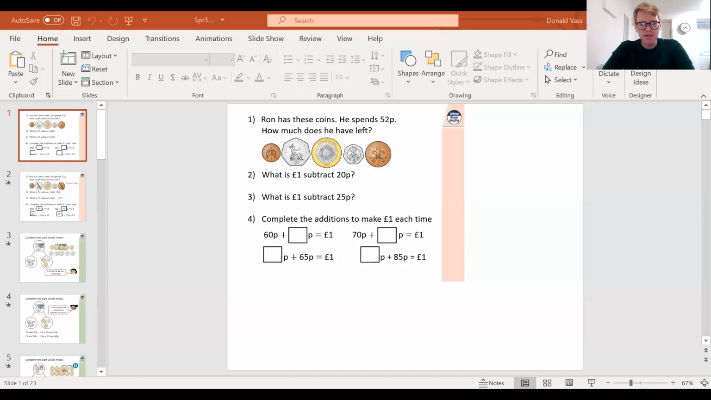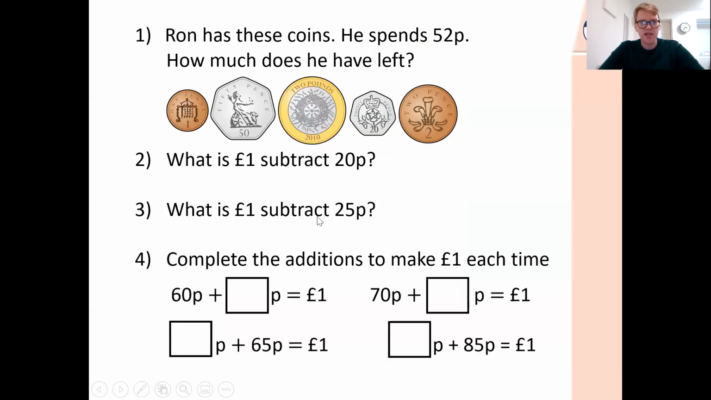So we're going to be thinking mainly then about our mental strategy for subtraction today. So here is a little warm up for you then. This is going to start you off thinking about some of these things that we've been thinking about lately. So Ron has these coins. He spends 52 pence. How much does Ron have left? And we can see some of the different amounts we've got here. So firstly, let's add that up. Do that in your head now.